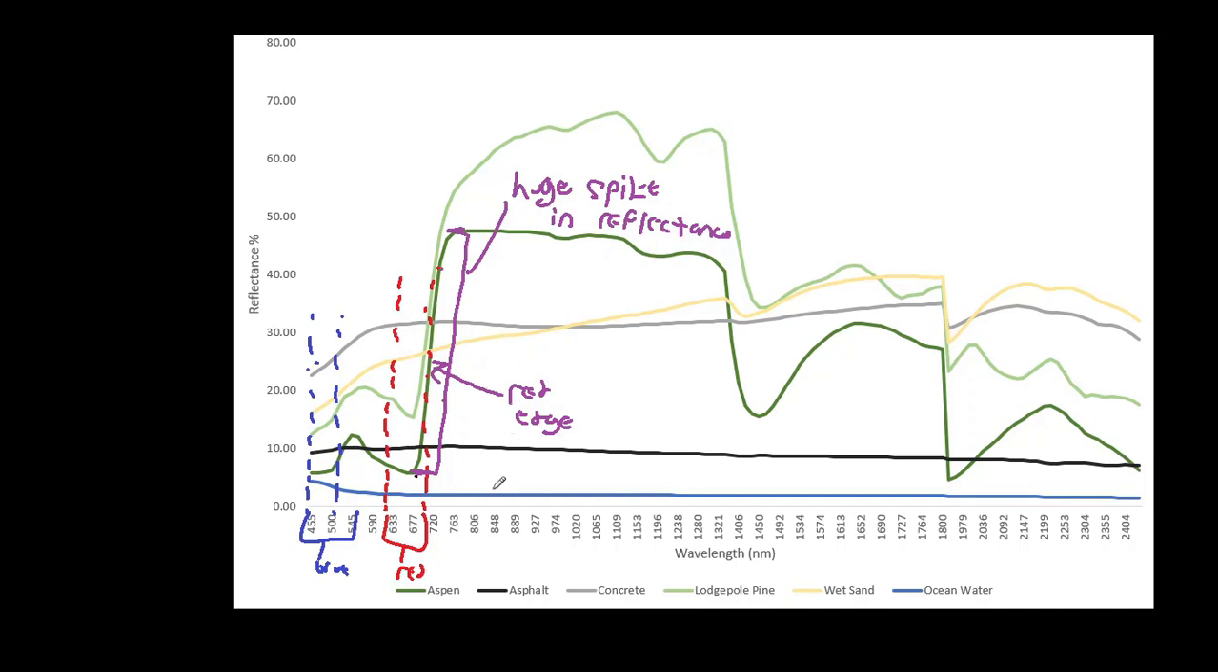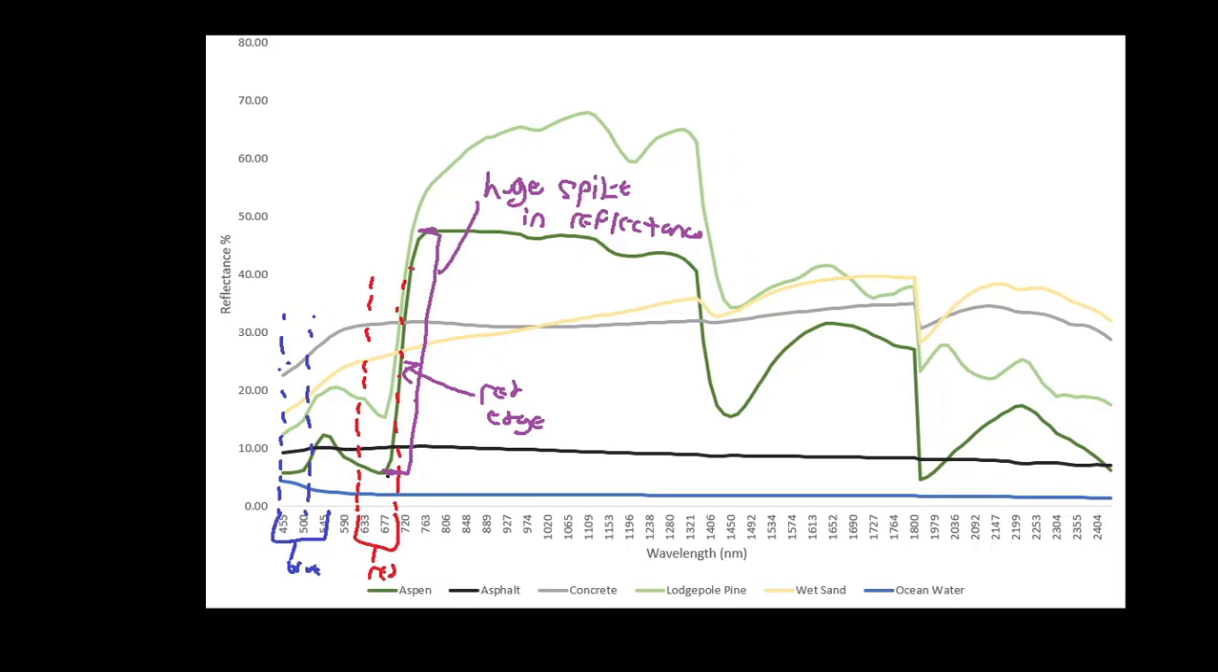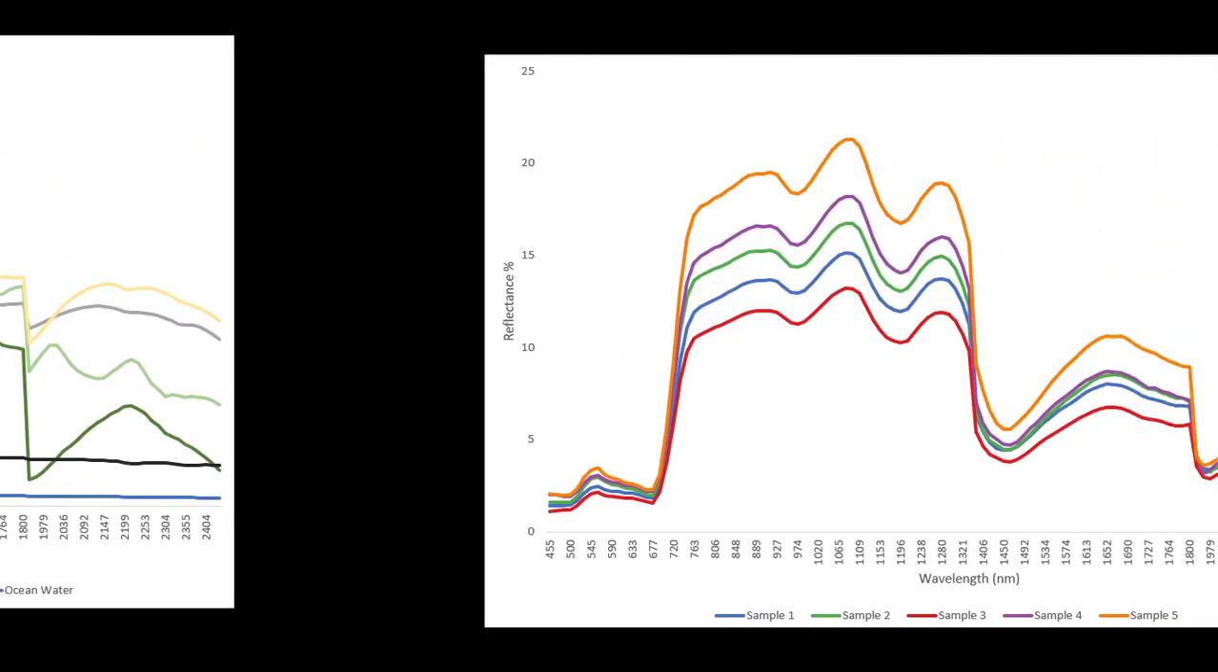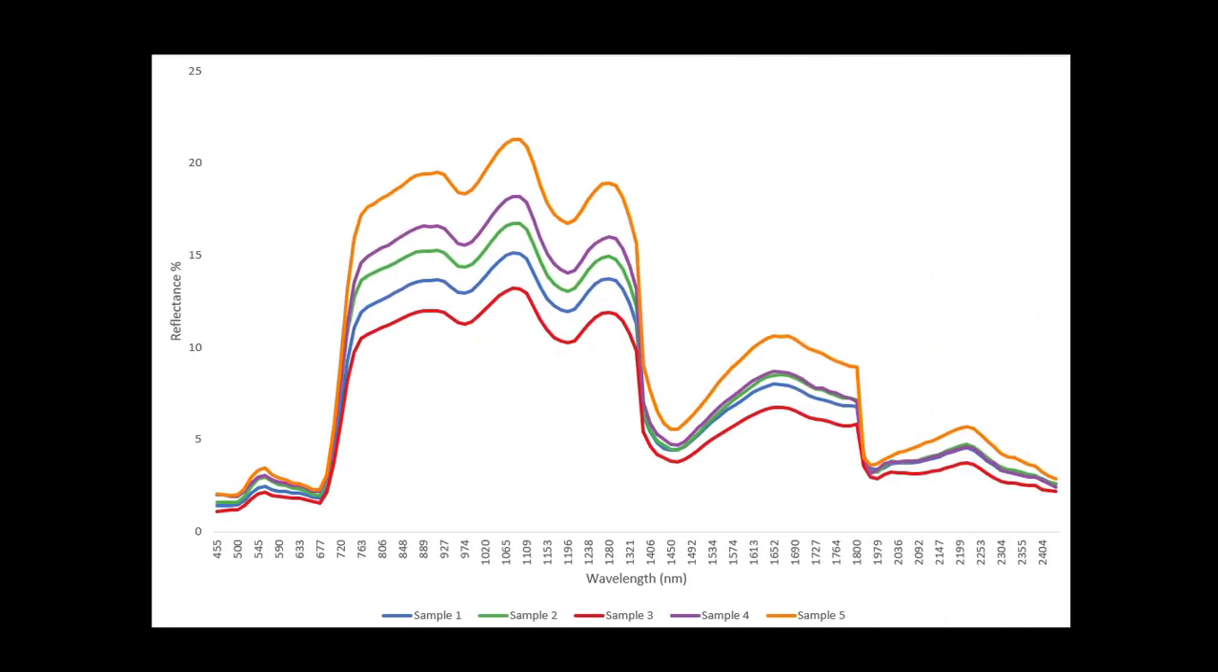Well, what happens if we were to take samples, spectral response curves, of different individuals of the same type of object? So this right here is 5 different samples of spruce leaf. We went out into the field and got 5 different spruce leaves. So it's the same object, they're all spruce leaves, and we took their spectral response curve. The x-axis here is wavelength, the y-axis again, percent reflectance.